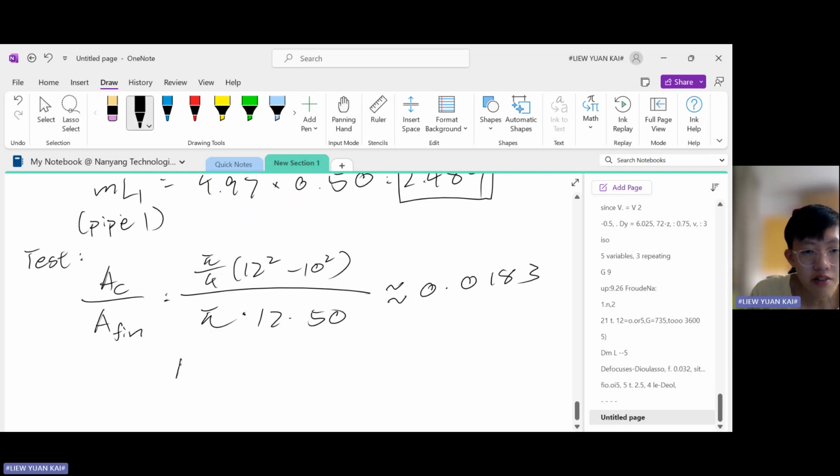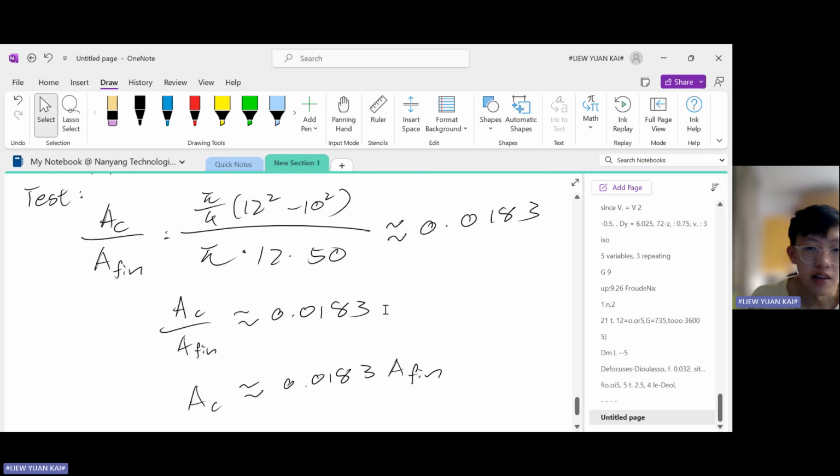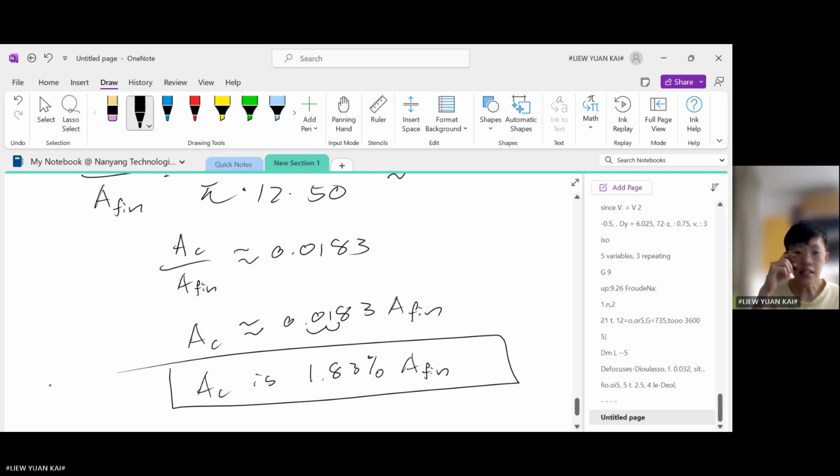Do you know what this means? The ratio Ac over A fin is 0.0183. This means that Ac is about 0.0183 of A fin. In other words, think about it just using common sense. If you multiply this by 100, this will be 1.83% of A fin. This is the conclusion that we need to get. Ac is 1.83% of A fin. That means the cross-section area is only 1.83% of the total surface area of the fin. That's incredibly small.